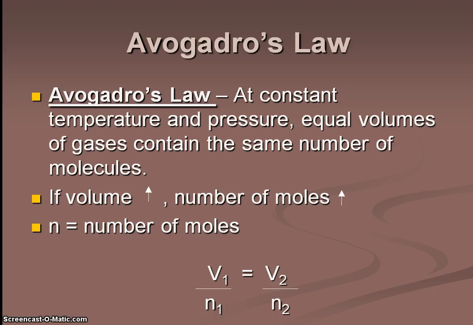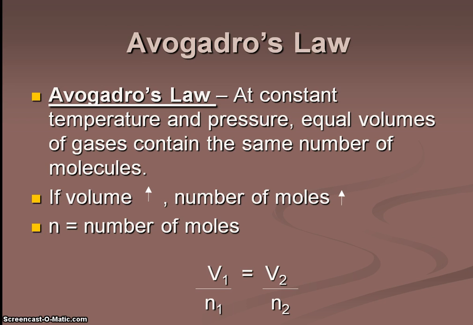The next one is called Avogadro's law, and this is going to relate volume to moles when temperature and pressure are held constant. Avogadro's law says that at constant temperature and pressure, equal volumes of gases contain the same number of molecules. So if the volume goes up, the number of moles will also go up. They're directly related. The problem with moles is that it starts with an M, like mass, so we can't use M as our variable because it's too confusing. So in science, they use the letter N instead of M. Anytime you see N, you need to think of moles.